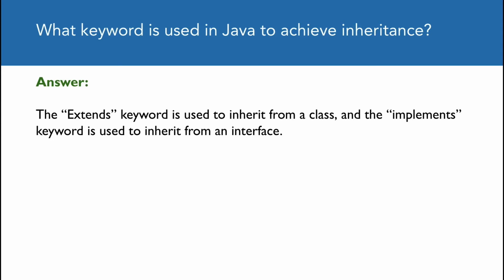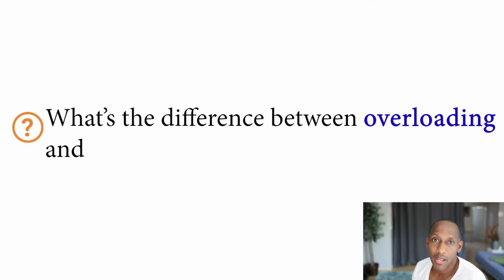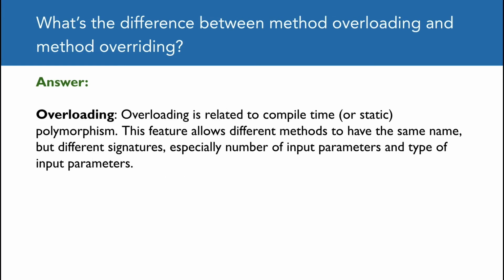Now our last question for today is, what's the difference between overloading and overriding? You should not only be able to answer what the difference is, but provide an example too, in case they ask you to. And the answer is that overloading is related to compile time polymorphism. That's kind of a fancy way to start answering it, but essentially this feature allows different methods to have the same name with different signatures, especially the number of input parameters and the type of input parameters.